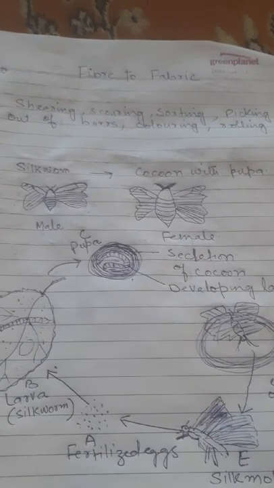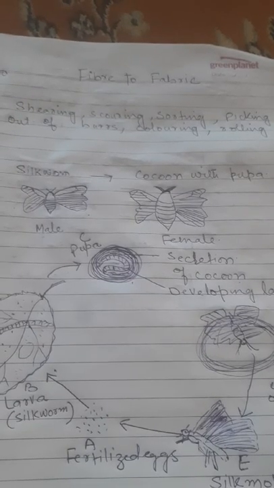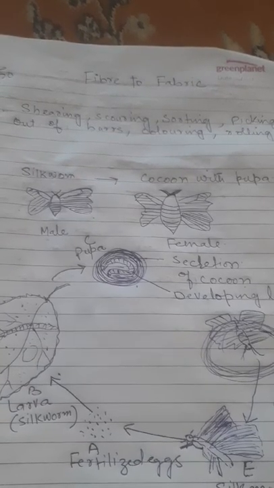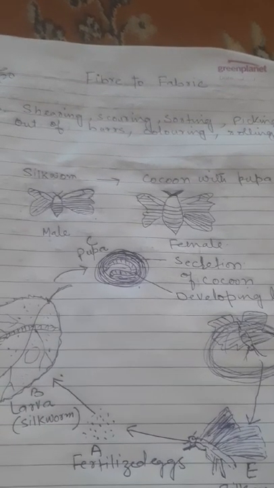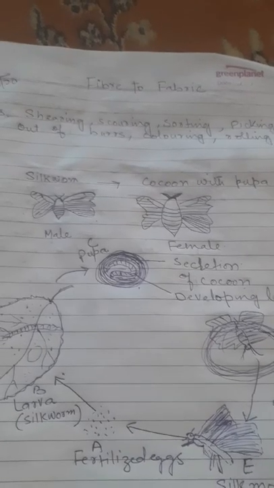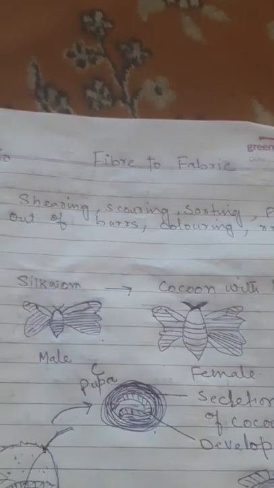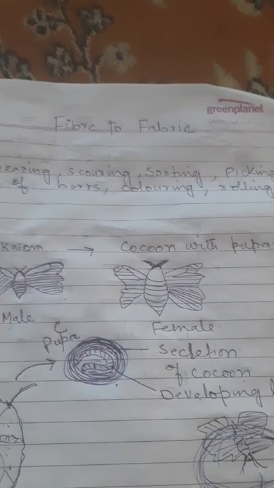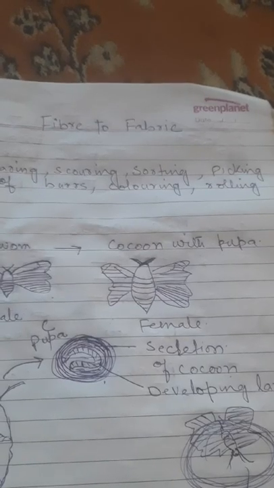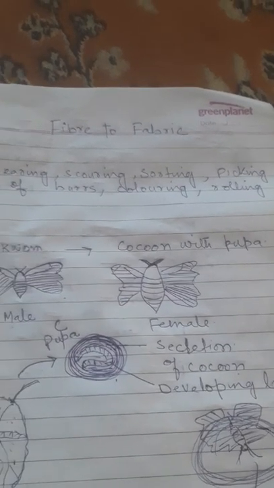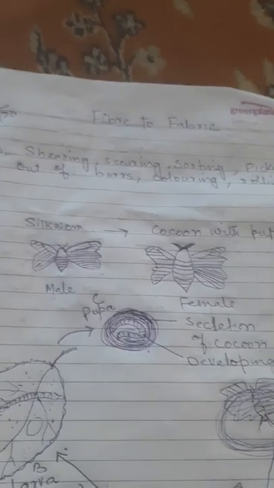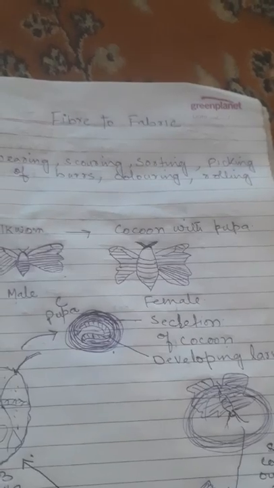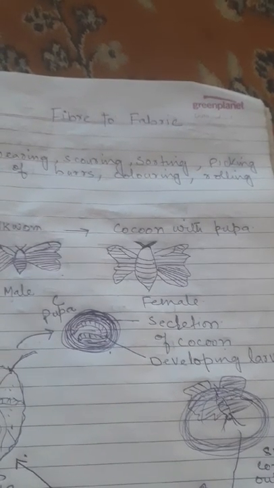Question number 9. Given below is a sequence of steps in the processing of wool. Which are the missing steps? In the processing of wool, first shearing is done. After shearing, the next step is scouring. Then the third step is sorting. The fourth step is picking out burrs. The fifth step is coloring. And the last step is rolling.